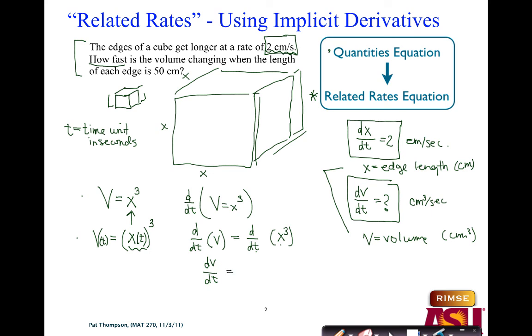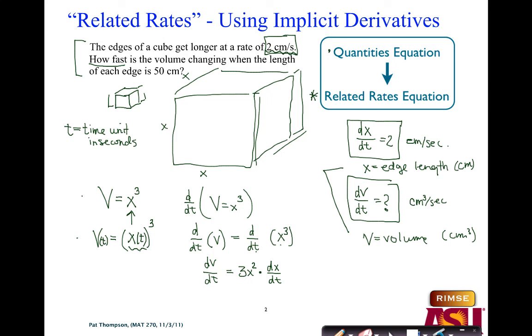This involves chain rule. x is a function of time, or x varies over time. I don't know what the formula is and I don't really care. I just know that x is related to t. So the derivative of something cubed is 3 times that something to the second power, and then chain rule. What's the derivative of x, the inner part, with respect to t? dx/dt. So the derivative of V with respect to t is dV/dt. The derivative of x with respect to t is dx/dt. The derivative of functions of those involves chain rule.